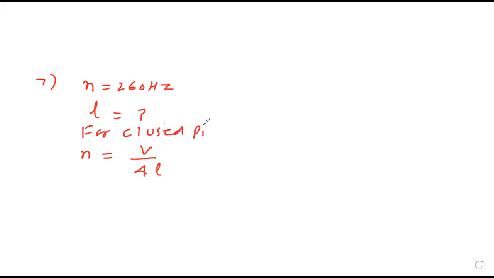In air column, if the air column in a pipe which is closed at one end is resonating with tuning fork of frequency 260 hertz, what is length of air column? What is formula for frequency of length of air column in closed pipe? V by 4L, for closed pipe. So if you know the formula, then I don't think it is difficult. So we can say L equals V upon 4N, 4 into 260.